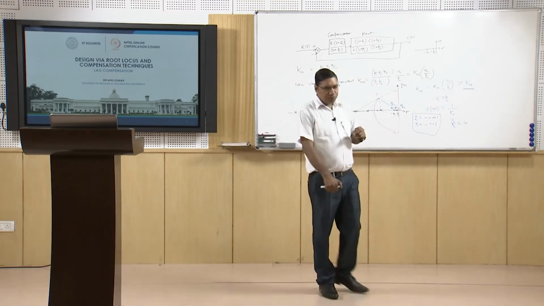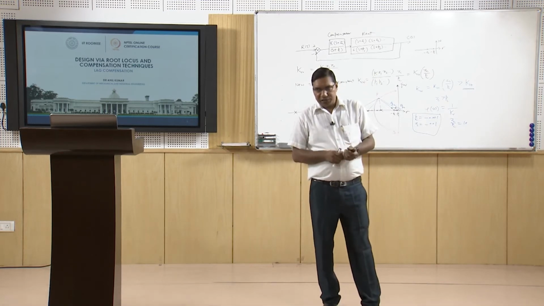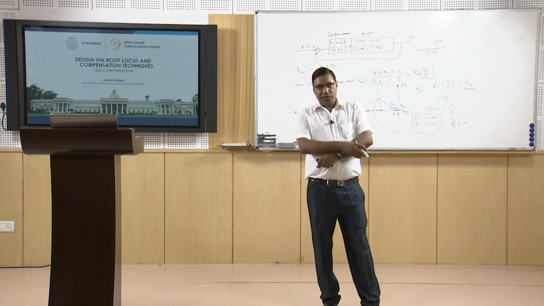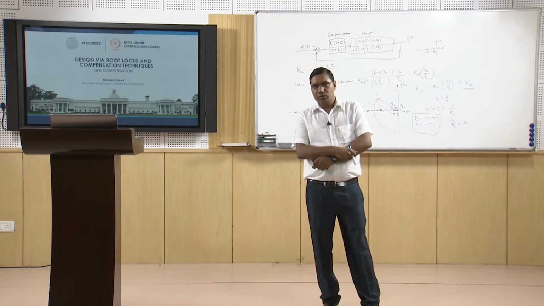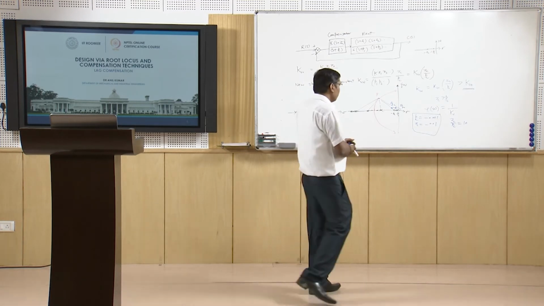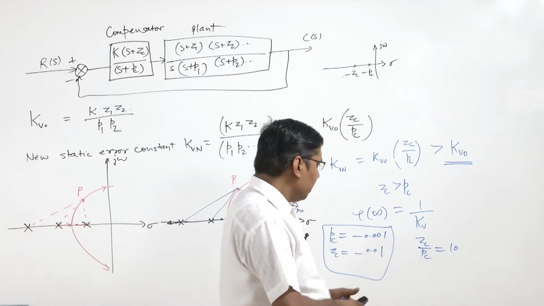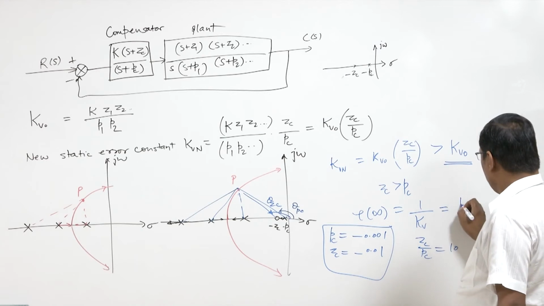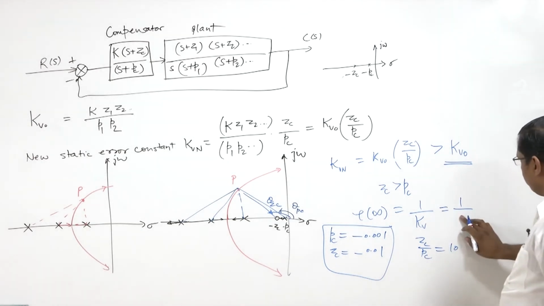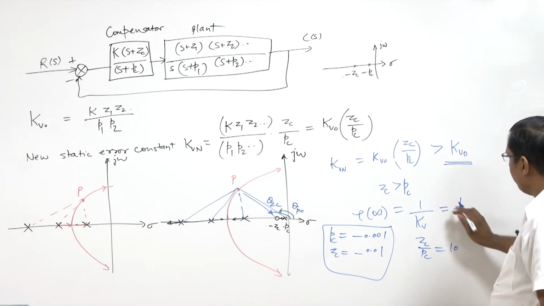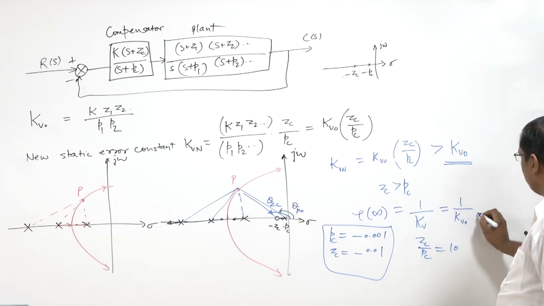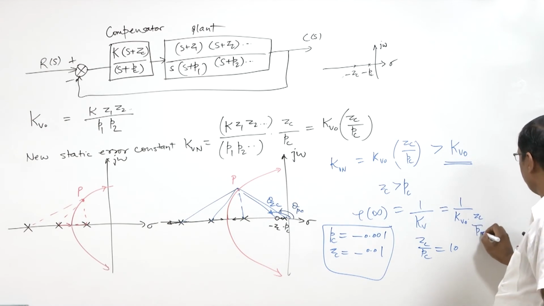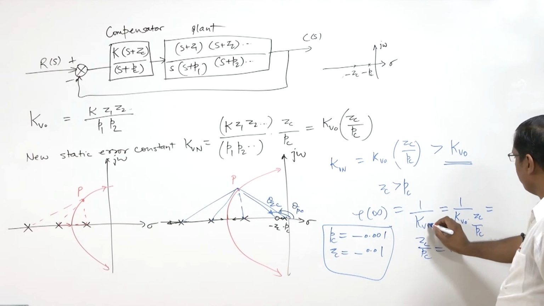So we see that the ideal integral compensator, that is the PI controller, can lead to the steady state error 0, but the lag compensator will reduce the error in this ratio, that is ZC by PC, because here we can write 1 by KV0 into ZC by PC, and that is KVN.